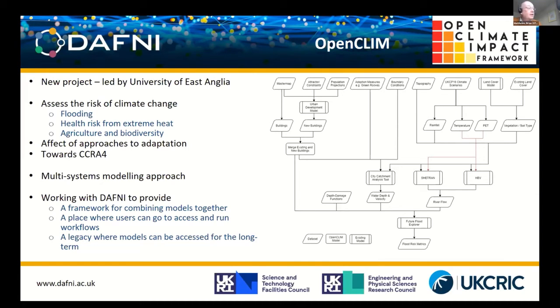called OpenClim, which is called the Open Climate Impact Framework, a new project by the University of East Anglia, started a few months ago. And this is looking at the risk of climate change, things like flooding, heat stress caused by extreme heat events, the effects on agriculture and biodiversity, and also what are the risks that's caused by climate change to those, but also how we might mitigate them by adapting the environment to accommodate or cope with them.